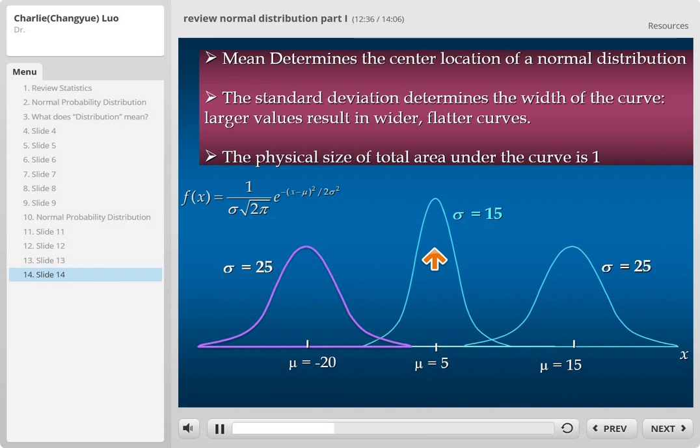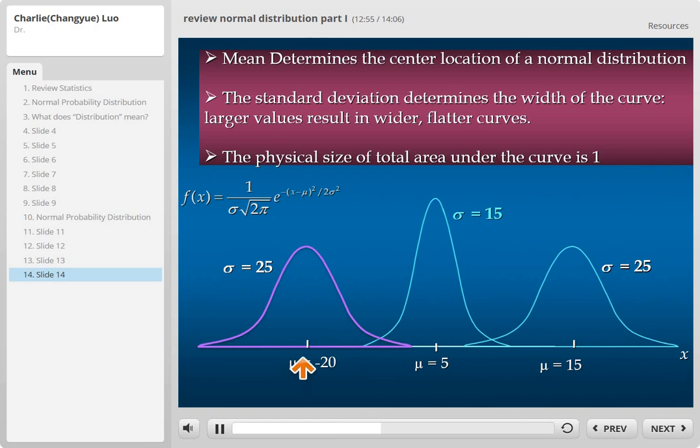These two variables or parameters will determine everything about normal distribution. What are these two parameters? The mean and the standard deviation.